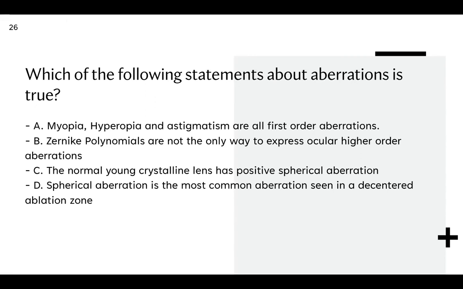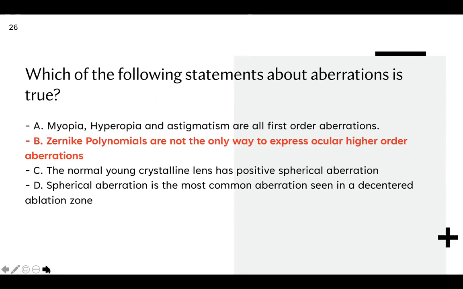Okay, the time is up. The correct answer is B. Most of the audience have got it right. It's not actually tricky. Zernike polynomials are not the only way to express aberrations. There's another way called Fourier analysis, which also expresses aberrations. So let us move ahead. From my answer, you know that now I don't do refractive surgery at all.